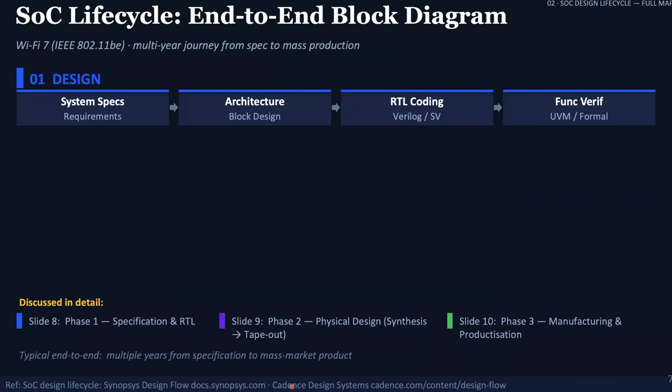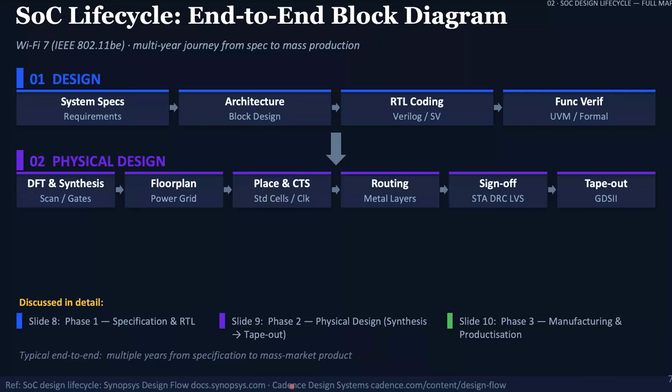This begins with the system definition or system specification, and then moves into system architecture, then RTL coding, and functional verification. This is where the product is defined logically and verified before anything is physically built. Next comes the physical design. This includes DFT and synthesis, which I will explain a couple of minutes later, then floor planning, placement, clock tree synthesis, routing, sign-off, and tape-out. This is where the logic design is converted into a physical layout and prepared for manufacturing.